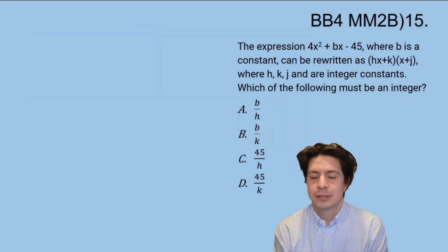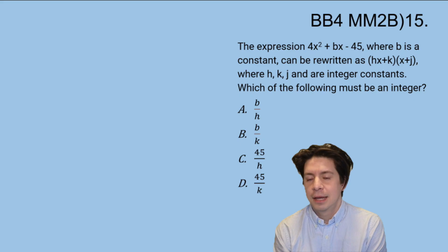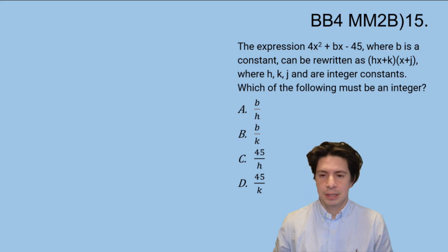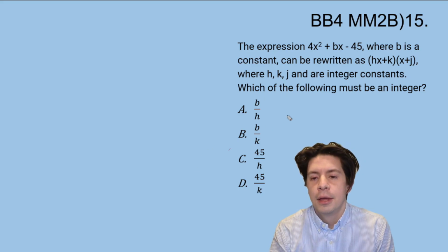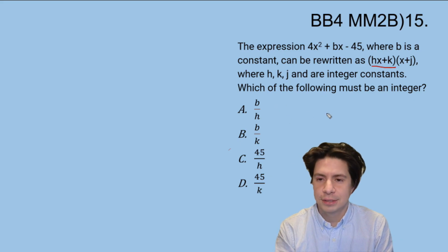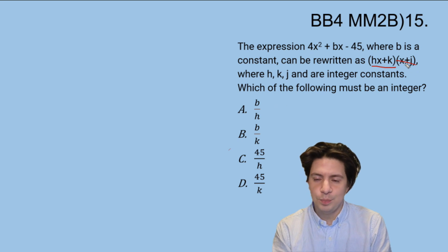The expression 4x squared plus bx minus 45, where b is a constant, can be rewritten as hx plus k times x plus j, where h, k, and j are integer constants. Which of the following must be an integer? Okay, so for this one, it's an abstract quadratic question, which I think are some of the hardest on any of the tests.